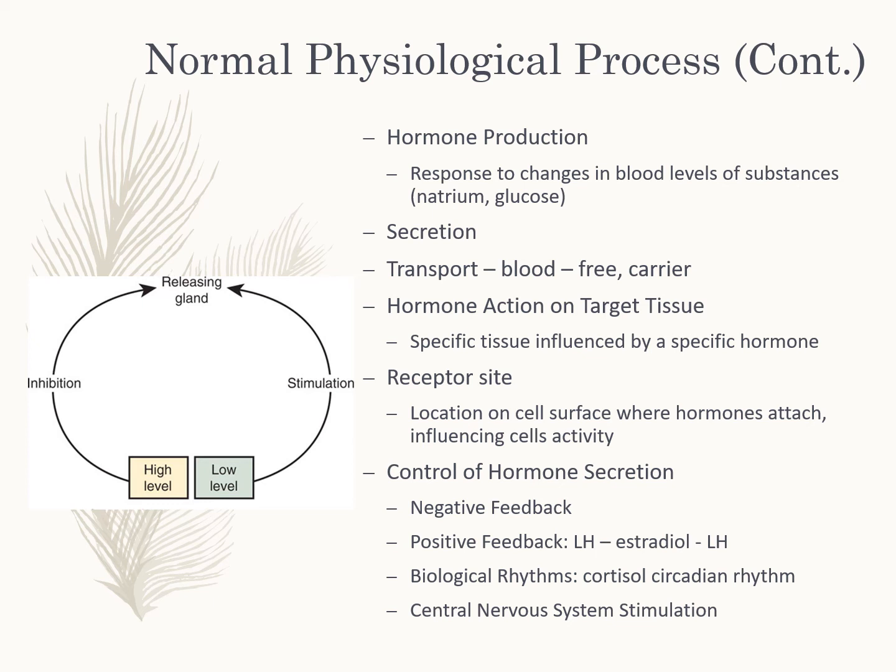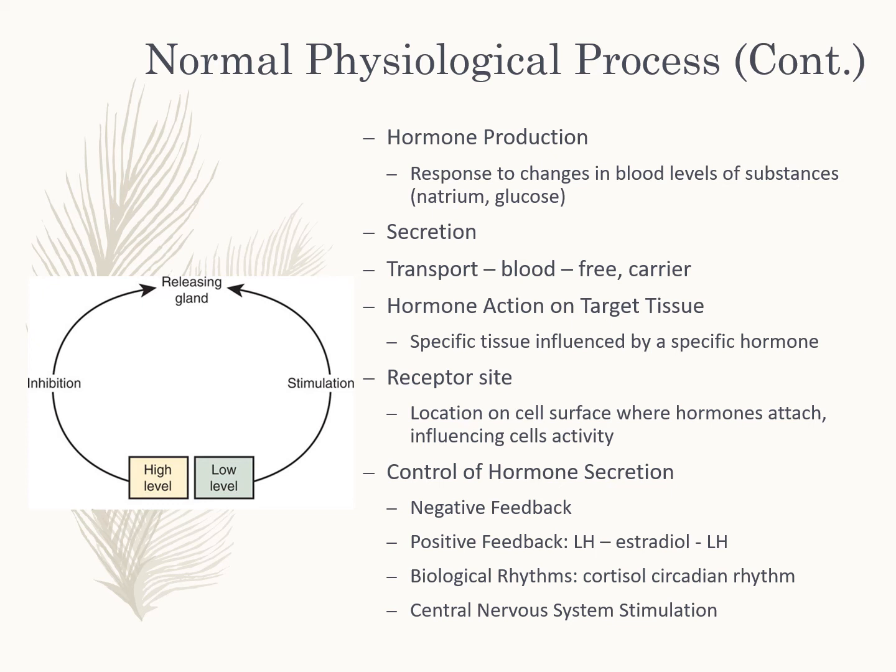In some cases, the target tissue is adjacent to the endocrine gland that produces the hormone, but more often the hormone is transported to one or more target tissues throughout the body by the circulatory system. Water-soluble hormones circulate in the blood in free form, whereas most lipid-soluble hormones bind to a carrier for transportation.